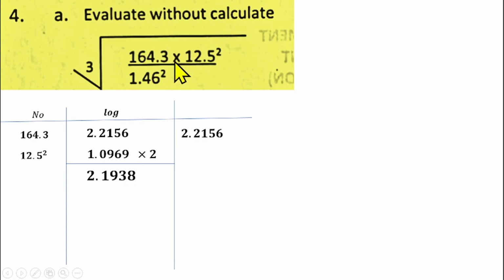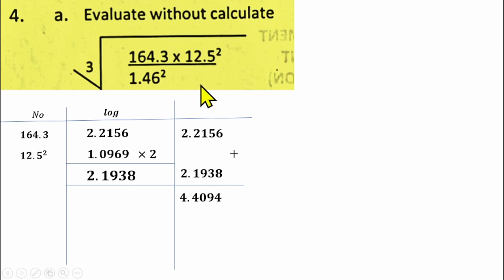Between this number and this number, we're having times. So that means we are going to add the answer of this one to the answer of this one. We add this plus this together, so we bring this one outside here as well so that you can add it. So you have plus, then you now add. If you add this together, you'll be having 4.4094.